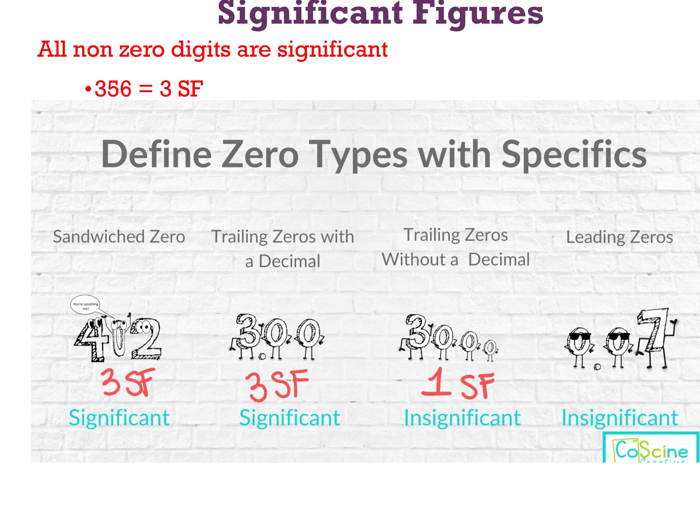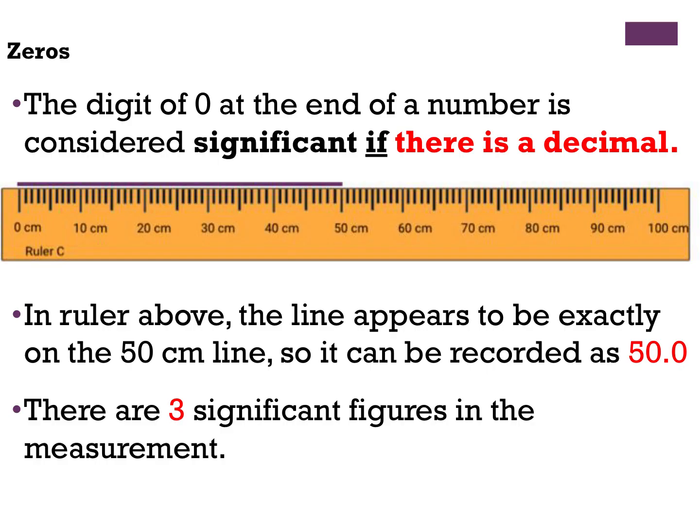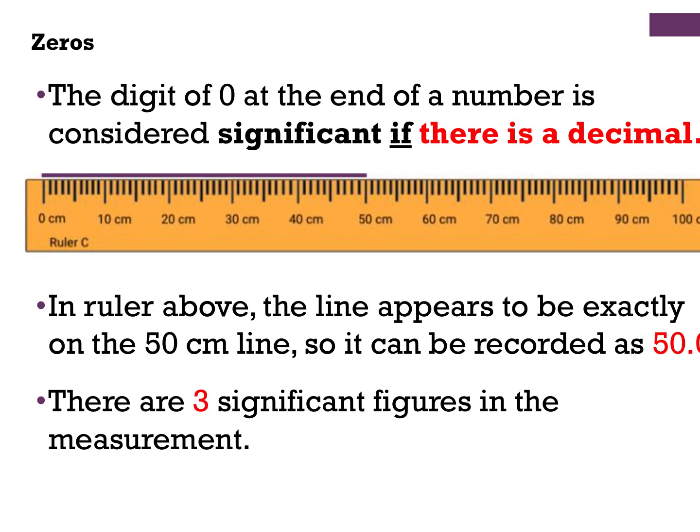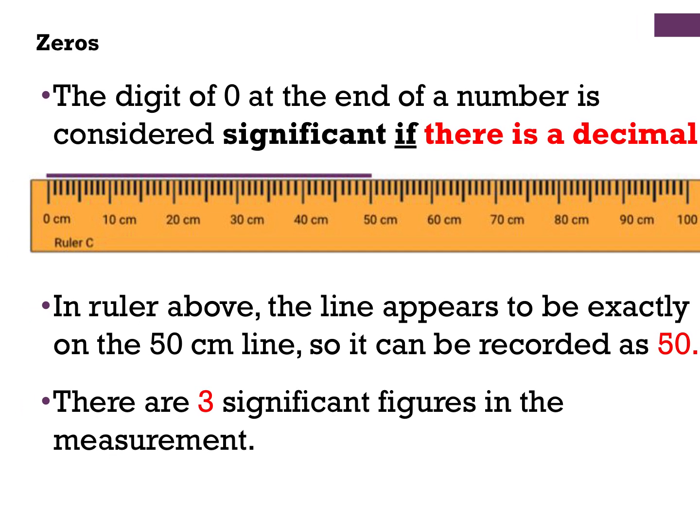And then our final rule is leading zeros. Leading zeros are not significant. They're just placeholders. So these zeros we don't count, but the 7 is significant. So 0.07 would have 1 sig fig. All right, so the zeros are the tricky ones. We're going to look a little bit more at those zeros.